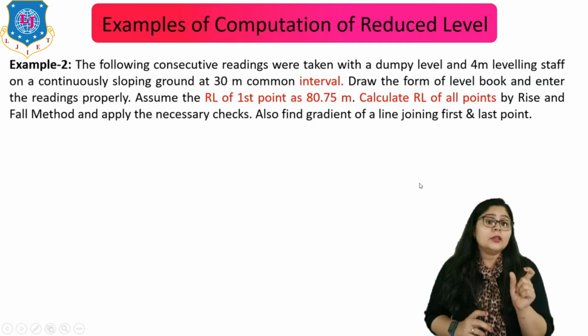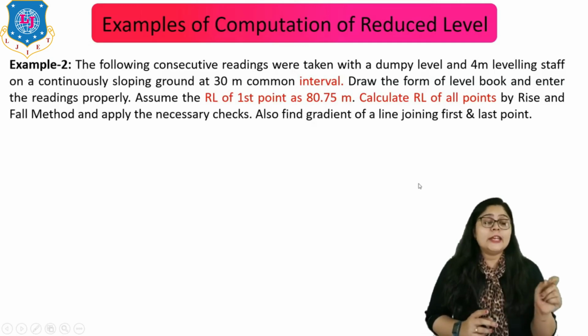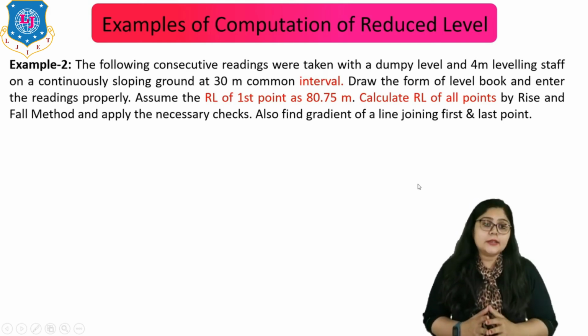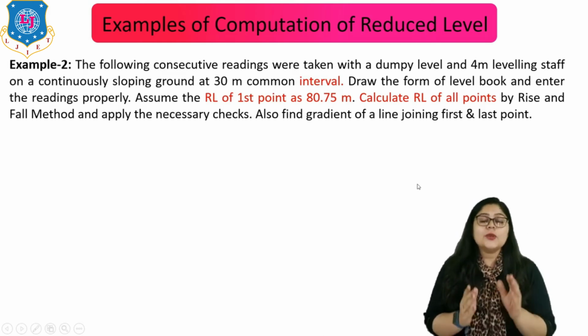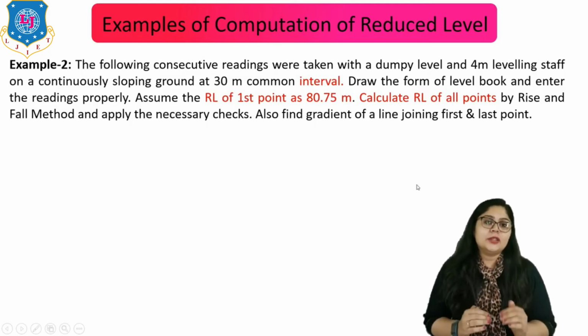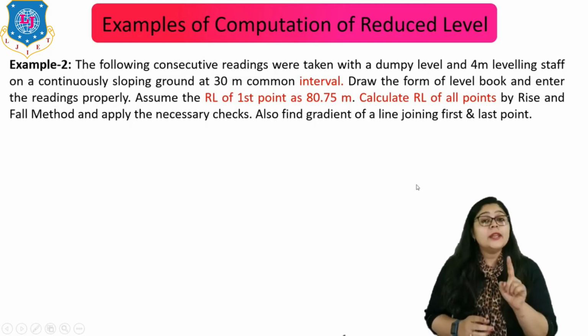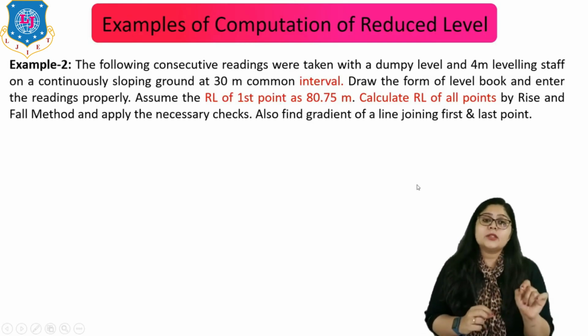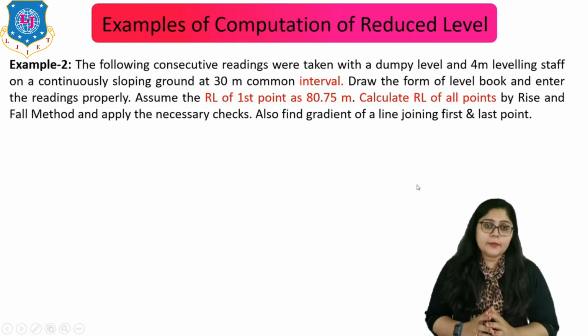Now here one thing is added, the 4-meter leveling staff. Now what is the leveling staff? Leveling staff is something on which we are taking the readings and it is of 4 meter. So this is the information, right? That is not required for calculation. This additional information is given to misguide you, right? Here the interval is 30 meter. So don't get confused between 4 meter and 30 meter.